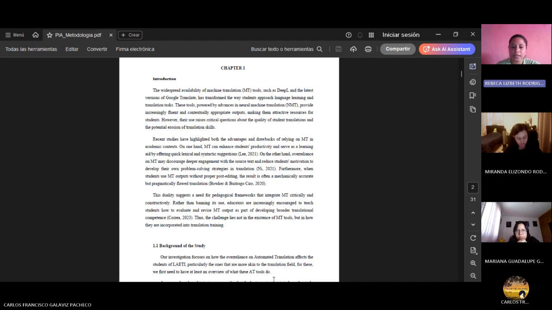Also, if they don't correct it, the final translation can sound wrong or miss the real meaning. That's why it's important to teach a student how to use MT the right way, not to depend on it, but to use it as a support while building real translation skills.